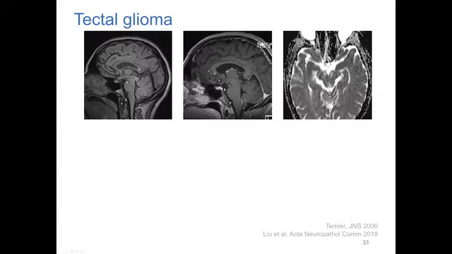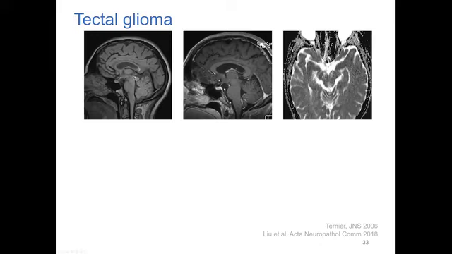This is a case. You can look at this one, the sagittal FLAIR. We can see abnormal signal in the tectum and probably the periaqueductal region. There's no enhancement, and the diffusion ADC map shows no restricted diffusion. So we know this is a low-grade tumor.